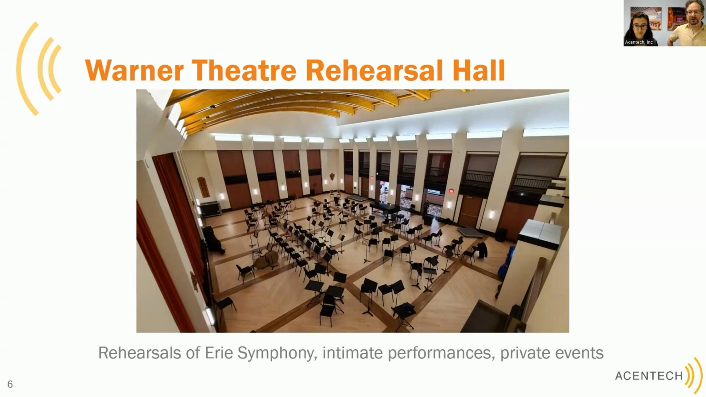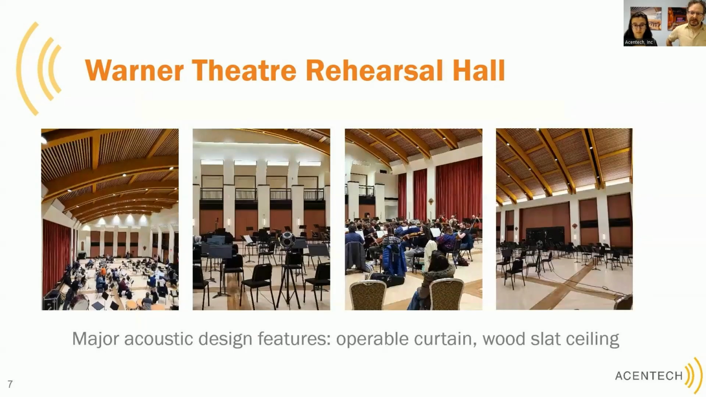It's oversized for orchestra rehearsal, as you can see from the layout here. That's because they use it also for events, receptions, galas, and fundraising. You can rent it for your wedding, etc. The major acoustic design features in this room are the operable curtain, which you can see at one of the long walls. It more or less covers the whole wall. And then the wood slat ceiling, which is a prominent architectural feature, and it does a number of things acoustically for us. And that's really the subject of this study.